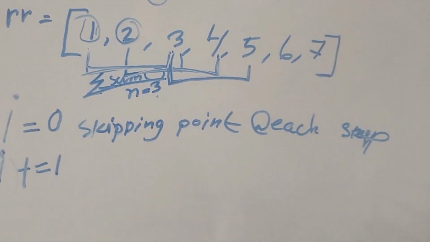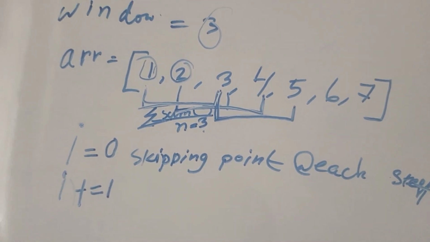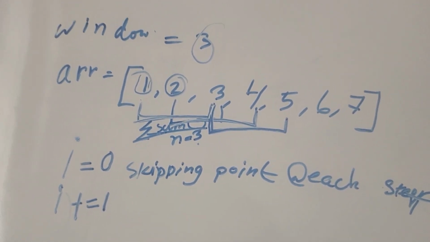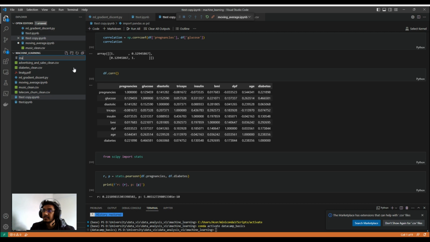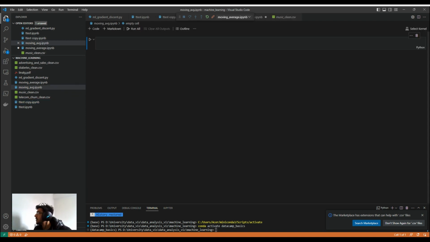So I hope this explains the fundamentals that we'll be using in calculating our moving average in pandas or on Python first. All right, so let's call it moving average dot ipynb. I'm opening my notebook and selecting my kernel. It's going to be the environment that I created.